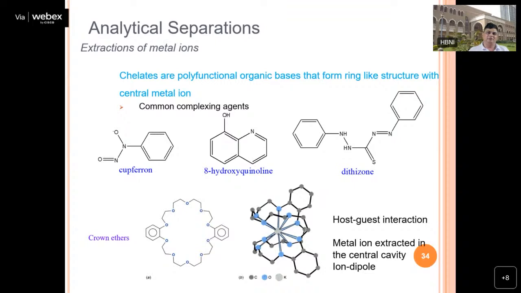And these are certain examples of common complexing agents which we use for the separation of various metal ions from the major matrix: cupferron, hydroxyquinoline, dithizone, and crown ethers.